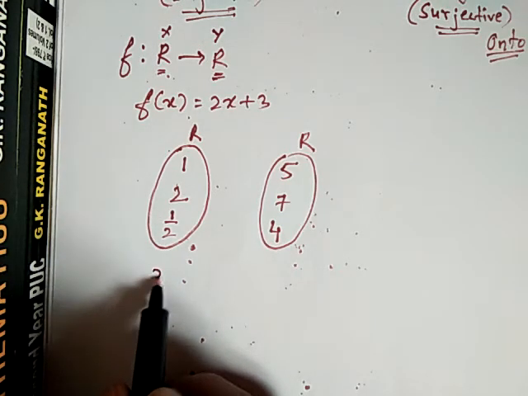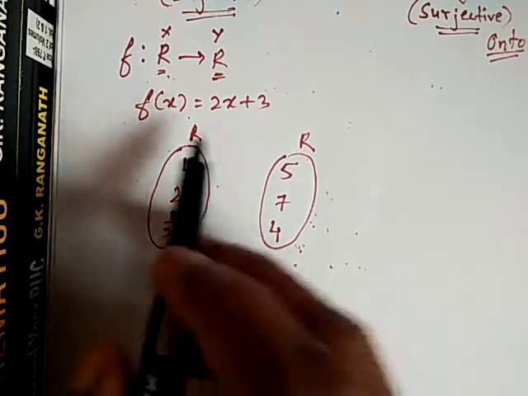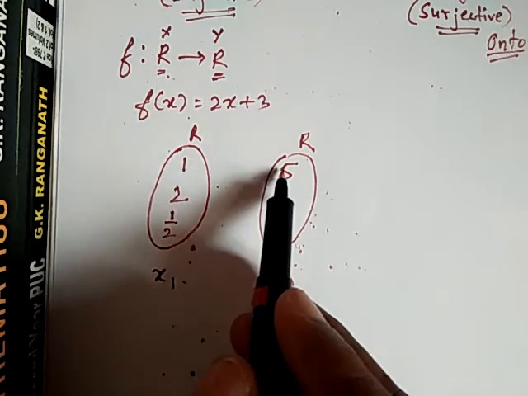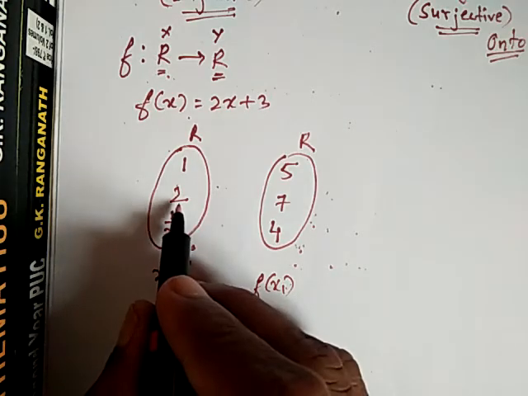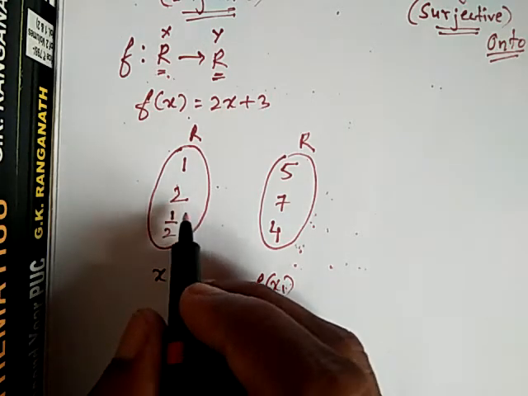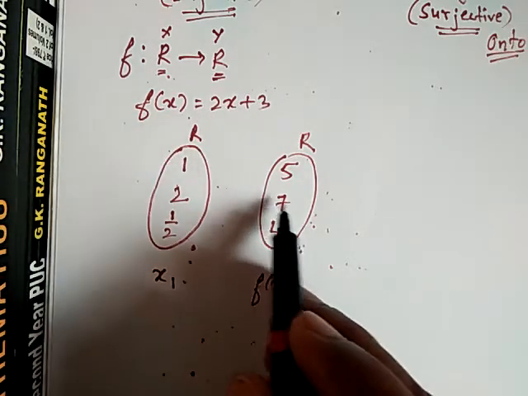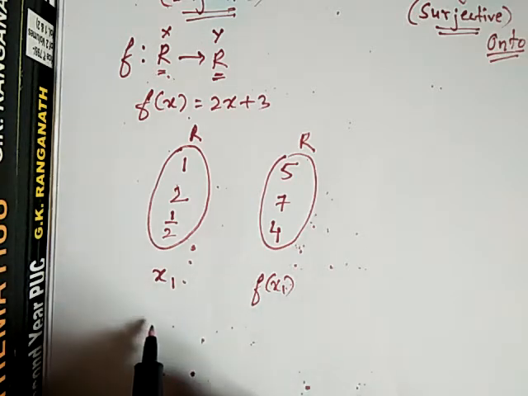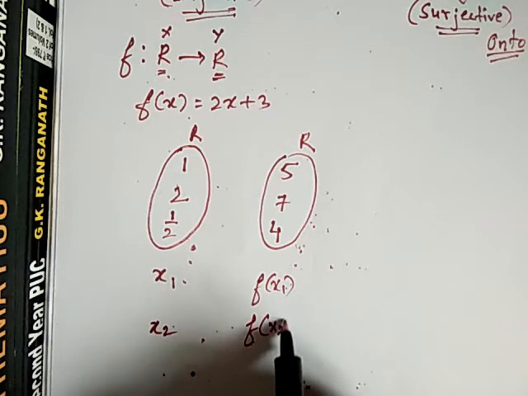Here the very important thing is that, instead of this, if I put x1 as an element, what will you get? f of x1. Because if you put 1 here, it is f of 1; so x1 gives f of x1, correct? Similarly, if we put x equal to 2, you get f of 2, correct? If you put x1 you get f of x1, and if you put x2, you get f of x2.